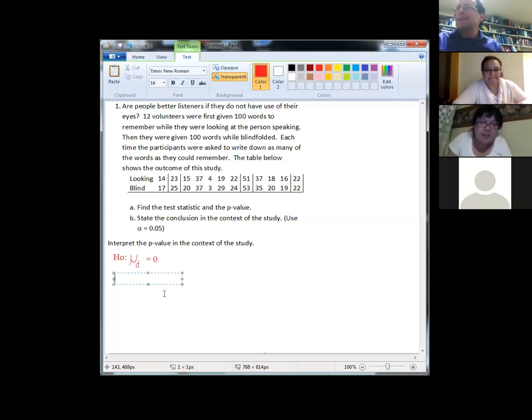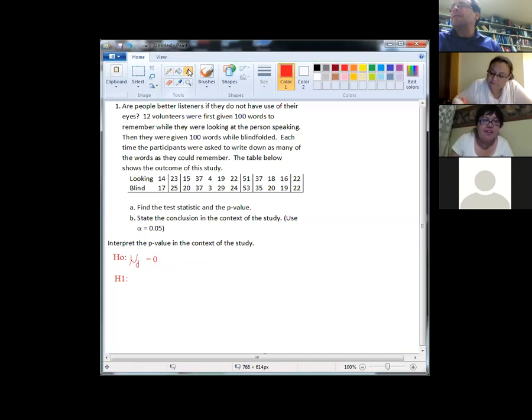So, and then H1 is the same idea, but it's going to be mu sub d is, in this case, we'll look at it in a bit, but at least we know it's going to be mu sub d.